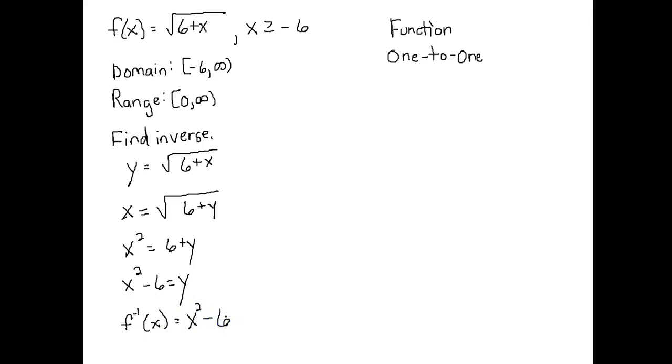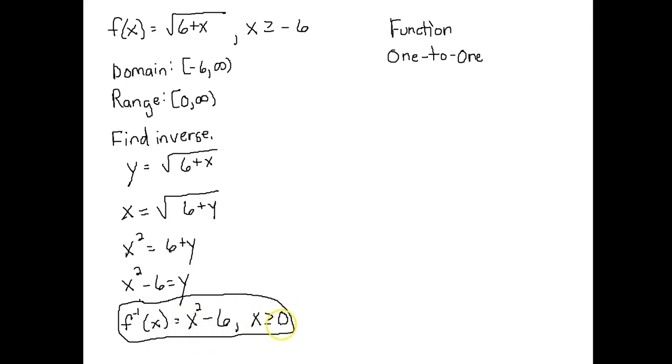But we can't stop there. Since the domain was restricted from negative 6 to infinity, and since the range went from 0 to infinity, the domain of our inverse is 0 to infinity. So we have to state right here that x is greater than or equal to 0. If we don't state that, then we don't even have a one-to-one function right here.